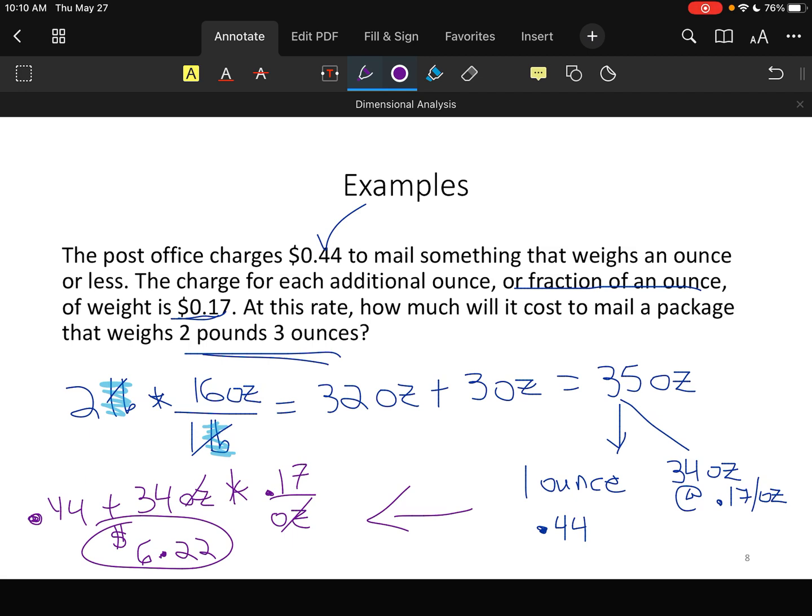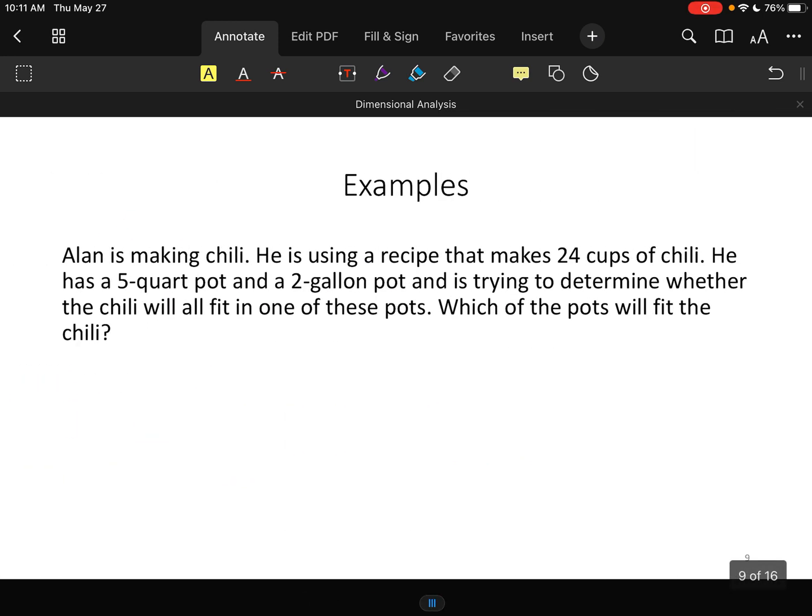Okay, and then I think that may be it. No, one more, and I'll break it after this. So this will be the end of part 1, this last example. Alan is making chili. He's using a recipe that makes 24 cups of chili. He has 2 options in terms of what to use to make his chili in: a 5-quart pot and a 2-gallon pot. Which of the pots will fit the chili?